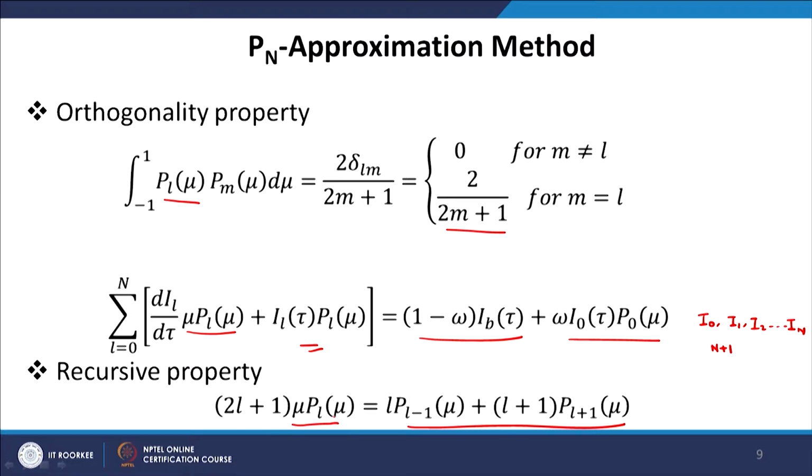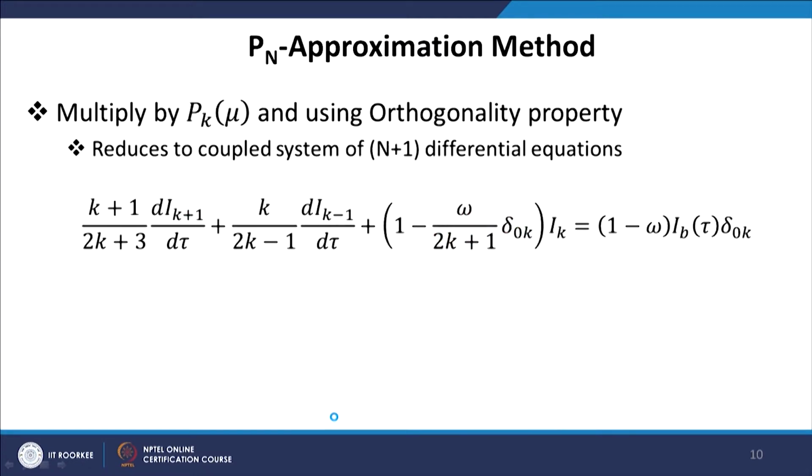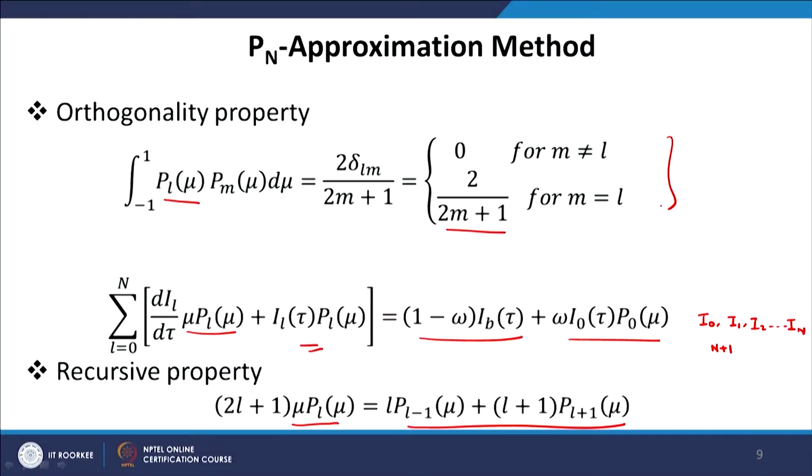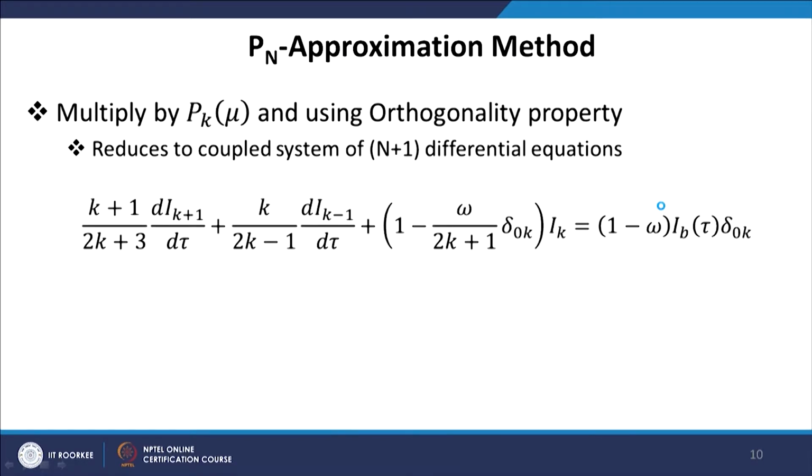So, we will replace the term in the RTE with this using the recursive property, and then we apply the orthogonality property. We multiply the entire radiative transfer equation by P_k of mu and integrate over all the solid angles. So, some of the terms will cancel out as per this relation. For terms where L is not equal to k, the term will be 0 and some terms will be retained. The final equation for the radiative transfer equation for the Pn method will be given by this equation.